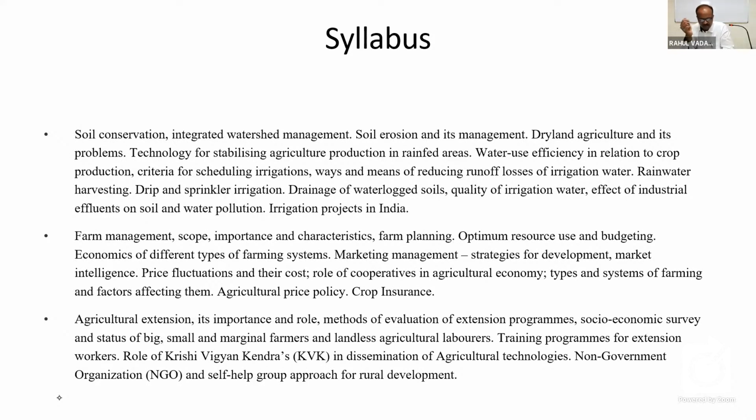Then technology for stabilizing agriculture in rainfed areas. It's the same topic again. Scheduling of irrigation, important topic. The question has been asked, what are the different ways and methods? Then rainwater harvesting, the different rainwater harvesting technologies in India. Northeastern states have different technology. Rajasthan, we have different. Even in Maharashtra, we have different. In the northern states, we have different. Tamil Nadu, again, different. So you can include current rainwater harvesting technologies in that also.